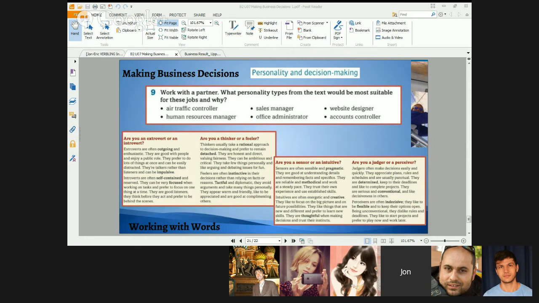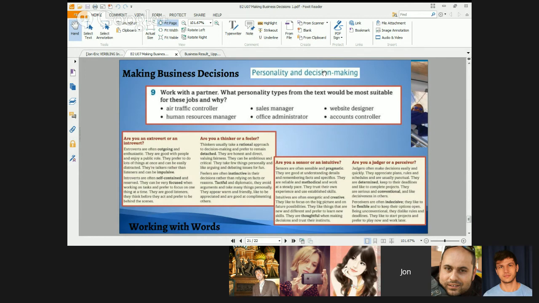Well, let's take a look at this. We're going to be each other's partners here. What personality types from the text from the last few days would be most suitable for these jobs? First, we're going to decide what personality type fits, and then we're going to create a profile for the job that you do. Imagine that you're hiring someone, and you've got to create a profile of what kind of candidate would best fit your job.